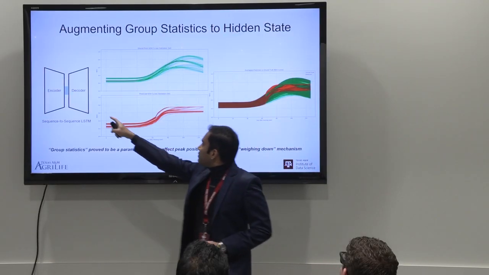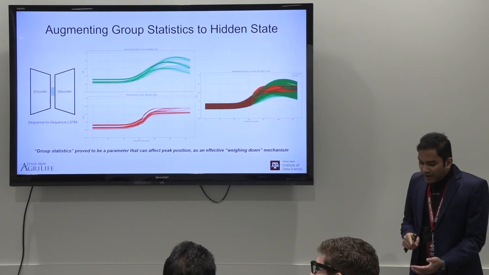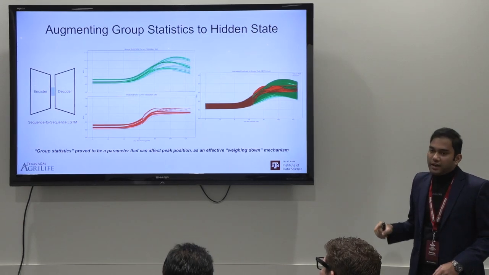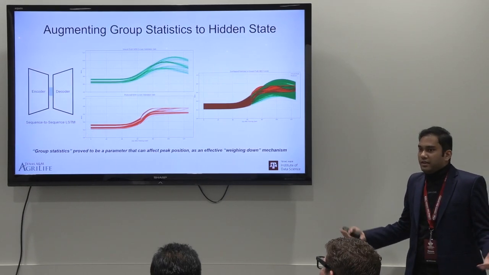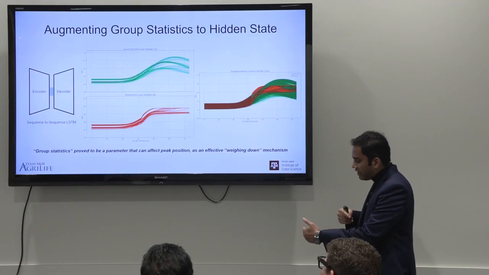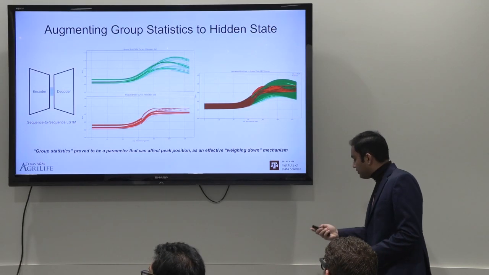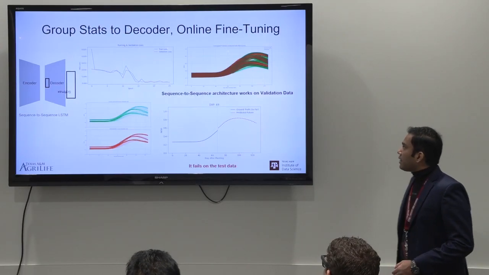Well, what we did was, you see, latent vectors are the model's understanding, and by injecting group statistics into that, we kind of messed up the model's understanding. So basically, the model had understood something, and by injecting group statistics into it, we kind of messed up the prediction here and the model's understanding.